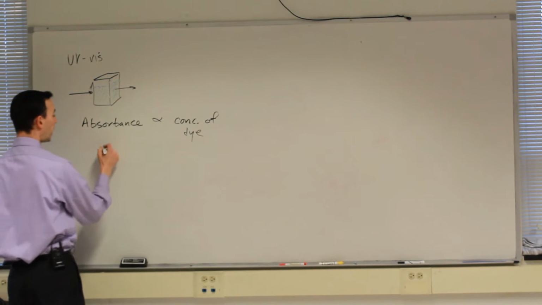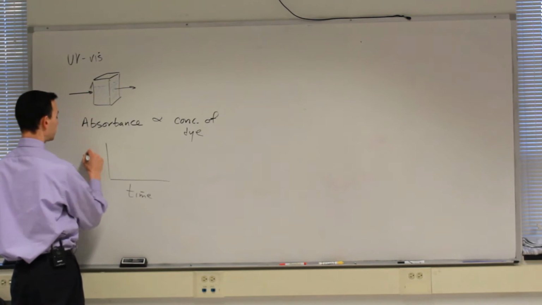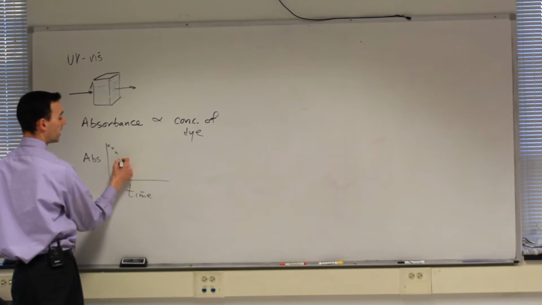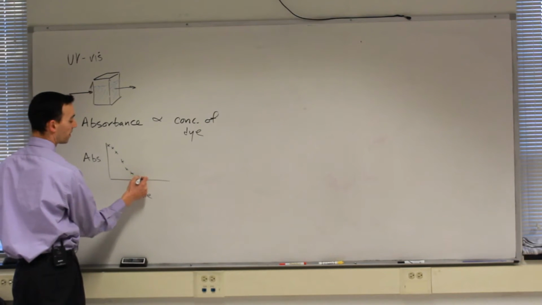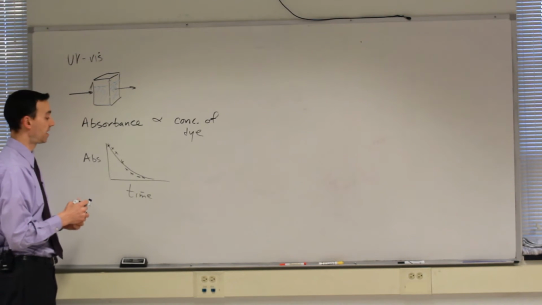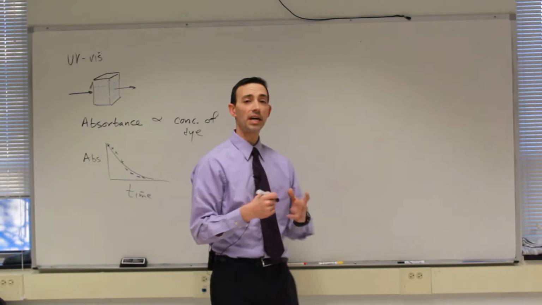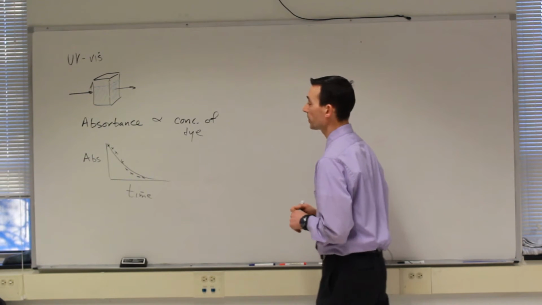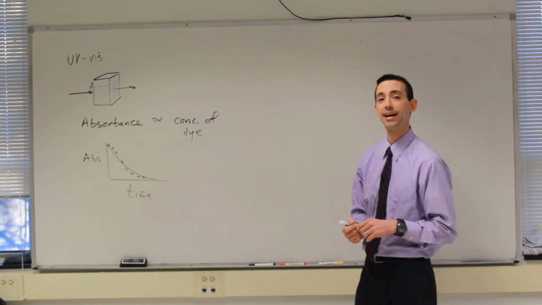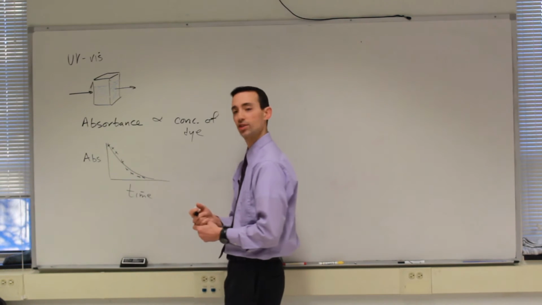And so if we were watching this over time, the absorbance would be very high at the start, and then it would drop off over time. So it would have a shape very much like that. Now, this is a fairly complicated situation, because we have not only dye, but hydroxide ions that are contributing to how fast the reaction is.